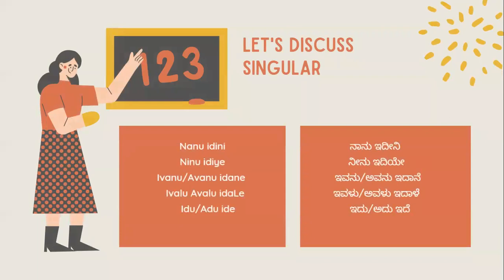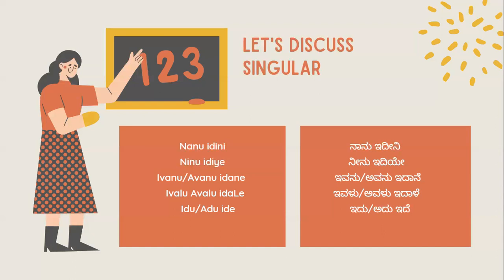Let's discuss the singular first. What is singular and plural? The singular means we use it for one person or one thing. Now in the Iru form, for the definite one, we use Nanu, Idini. Nanu means I, Idini means there. So I am there. For example, right now I am in the class teaching you. So Nanu class alli Idini. And you're watching the video, Nanu video nodta Idini. Like that.